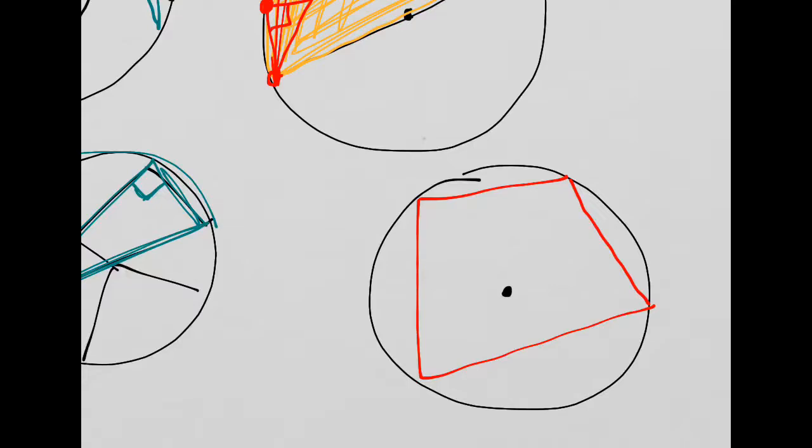Okay, and the last one, I suppose I should undo this here. If I had this inscribed angle, right? Vertex on the circle, endpoints on the circle. What if I had another inscribed angle that shared some endpoints here? What have I created inside of my circle? Why, yes, a quadrilateral, right? 4 sides, 1, 2, 3, 4.